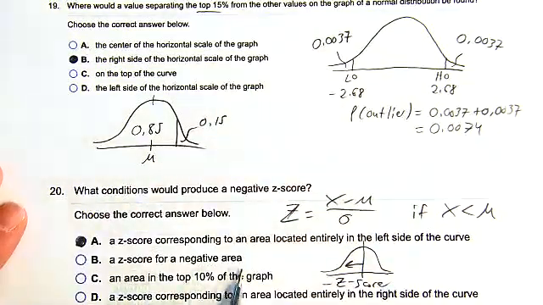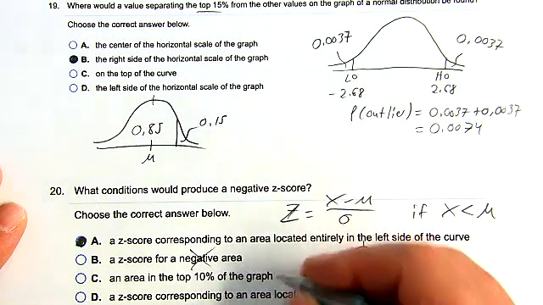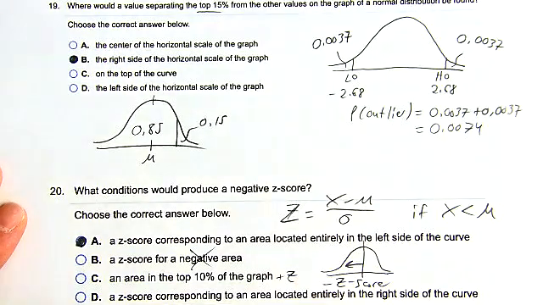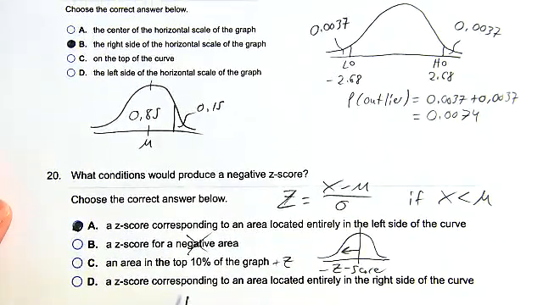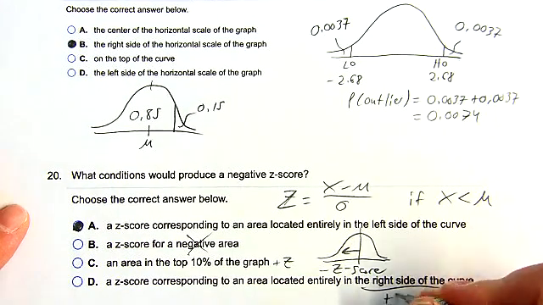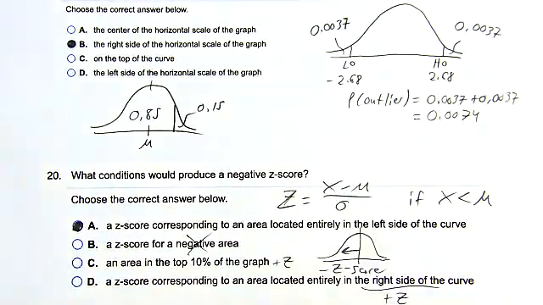A z-score for a negative area. You can never have a negative area. An area in the top 10% of the graph, well, we just saw in the previous problem that that would be a positive z-score. A z-score corresponding to an area located entirely on the right side of the curve. Right side of the curve is also a positive z-score. And that will conclude section 6.2.